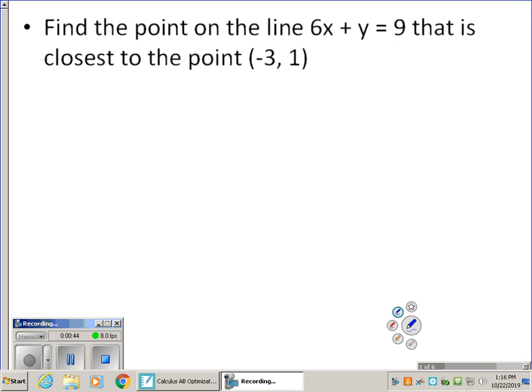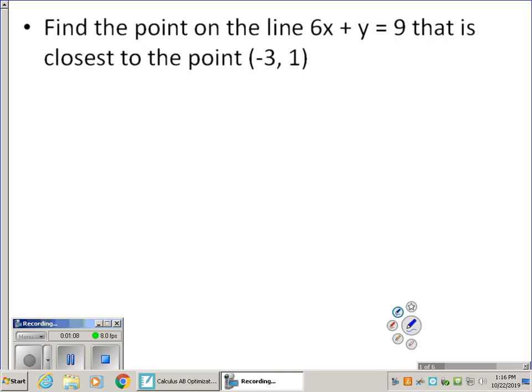All right. This is the last example from Monday. I wanted to do this one real quick, make sure we're good on this, and then I've got four more examples for today. So it says find the point on the line 6x plus y equals 9 that is closest to the point negative 3 comma 1. Very common question.